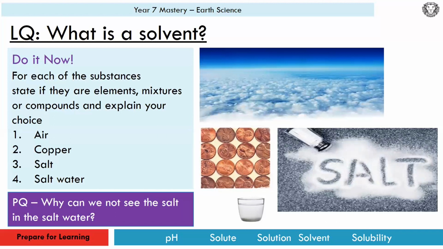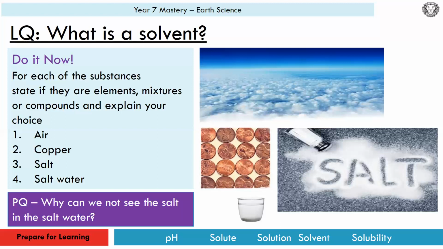For those of you that had a look at the purple question, the reason why we can't see the salt in the water is due to the fact that the salt dissolves in the water. What that means is that the salt goes into the small gaps between the particles of the liquid, in between each molecule, and therefore it becomes invisible.